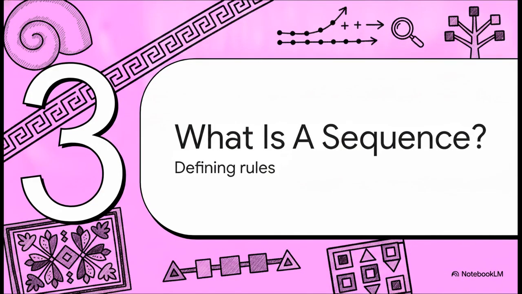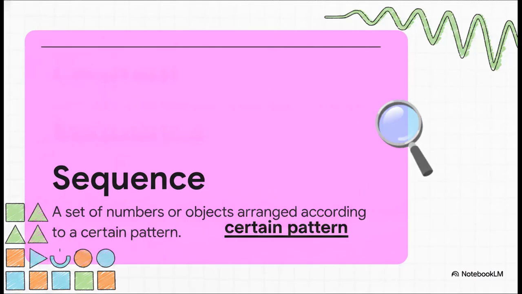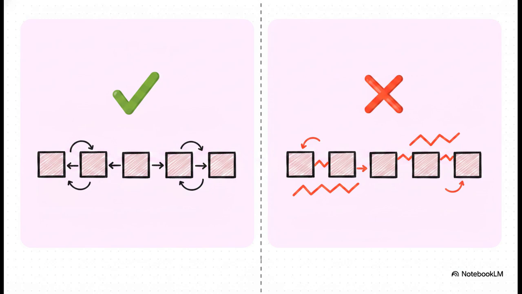What is a sequence? Mathematically speaking, a sequence is defined as a set of numbers or objects arranged according to a certain pattern. Now, I really want you to mentally underline that word, certain. It means the rule has to be reliable. It absolutely has to be consistent across the entire set. To really wrap our heads around this, let's compare a valid sequence against a super common mistake. If your numbers jump by 4, then by 4 again, then by 4 again, that is a sequence. The pattern is consistent.